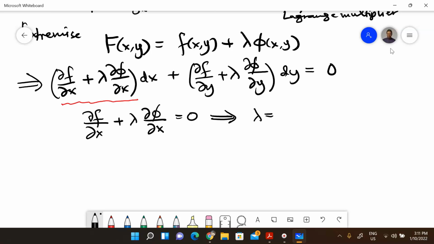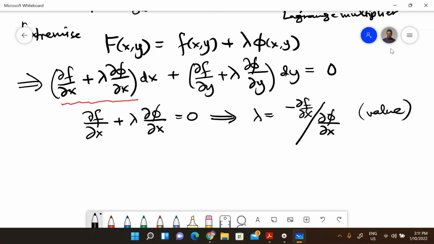So lambda is going to be given by partial f partial x divided by partial phi partial x. The idea here is you'll be able to find a value. Once this value of lambda is known, one can substitute back into your capital F.